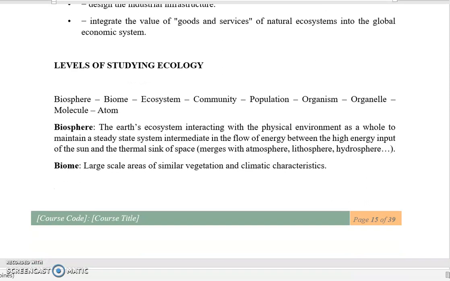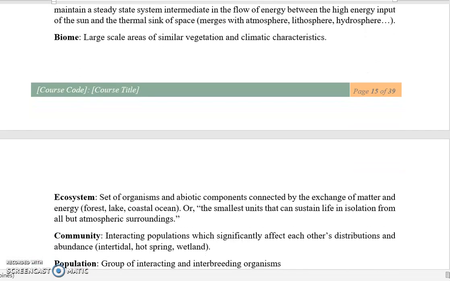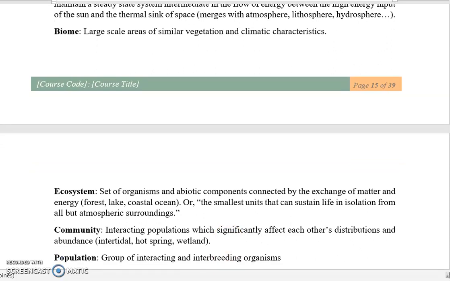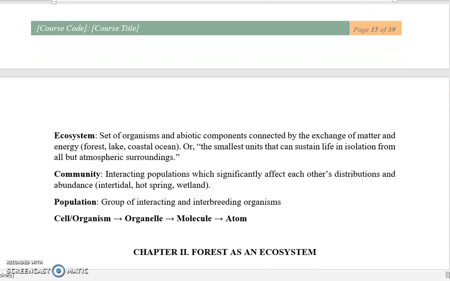You have here the different definitions. We have the community. Now, we have interacting populations, which significantly affect each other's distribution and abundance. Intertidal, hot spring, wetland. So interacting populations, for example, in that particular forest, there is a population of lawaan, a population of monkeys, a population of tarsiers. Okay? That is one community. Different populations which interact in a specific area.